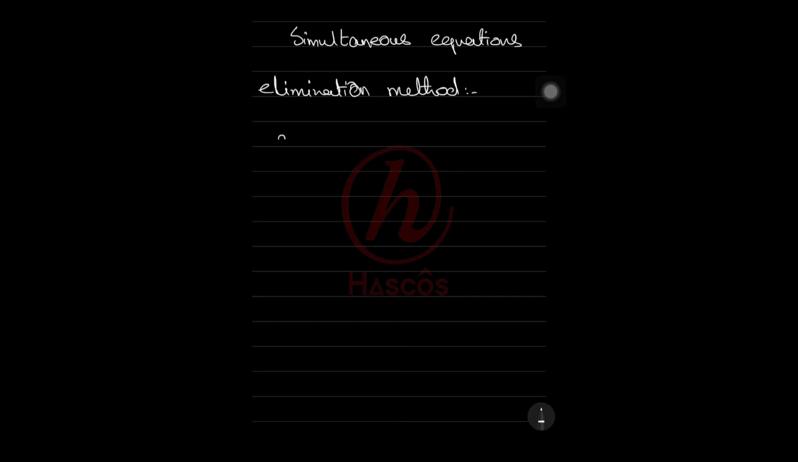For example, we have a question: x plus 4y equals 15, x plus 5y equals 18. Simultaneous equations are two equations that have a value of x and y, and we need to solve for both of those values. We can call the first equation equation number 1, and the second equation equation number 2.